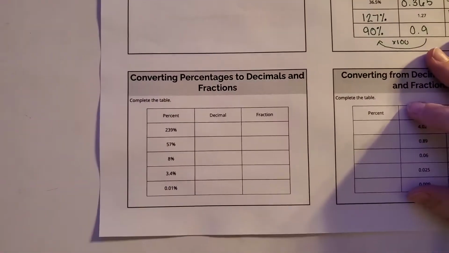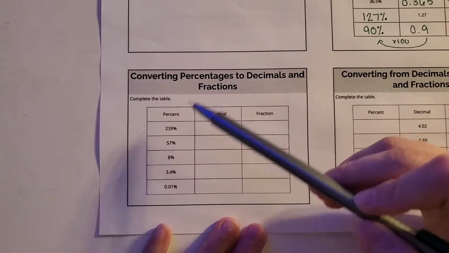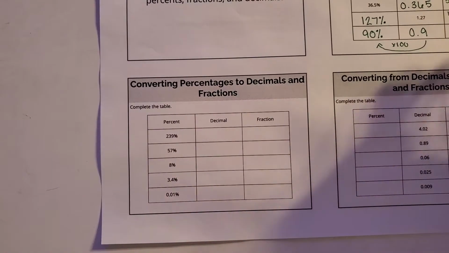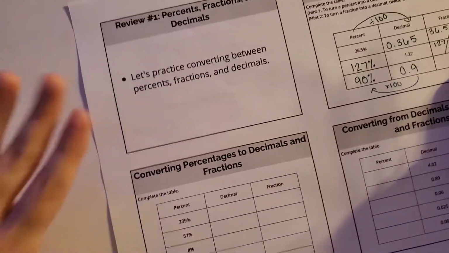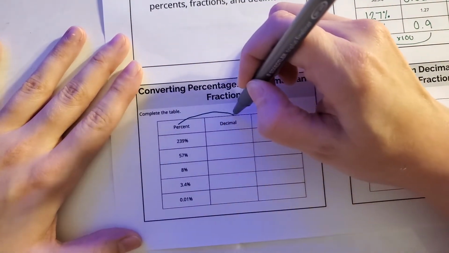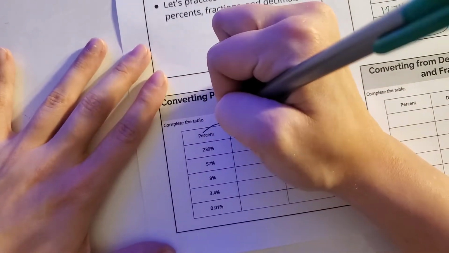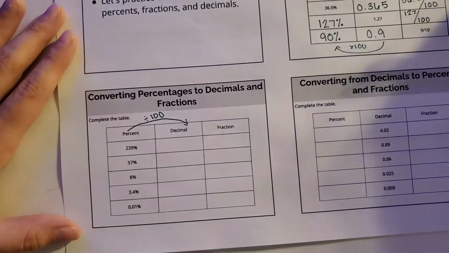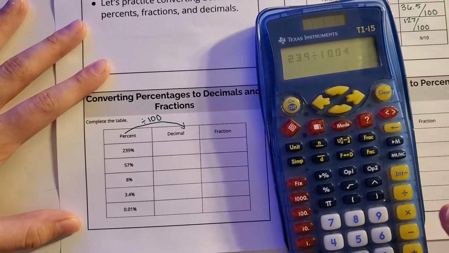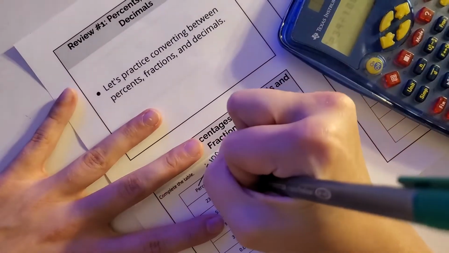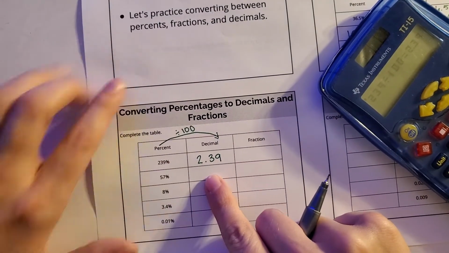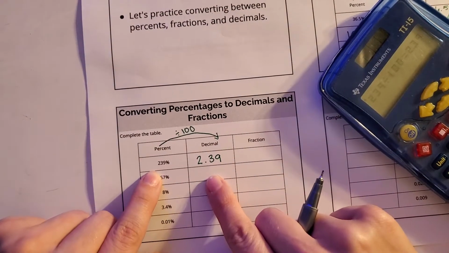Let's go ahead and look at our first task. So we're starting with percents and we're converting them between decimals and fractions. So this goes back to the warm-up. So let's use the first hint, which tells us that we need to turn percents into decimals by dividing by 100. So I'm going to take all of these and I'm going to divide them by 100. So the first one is going to be 2.39. You notice my decimal is larger than 1 because my percent is larger than 100%.